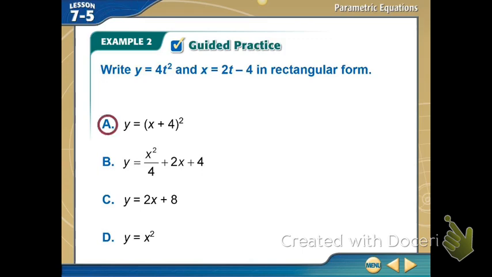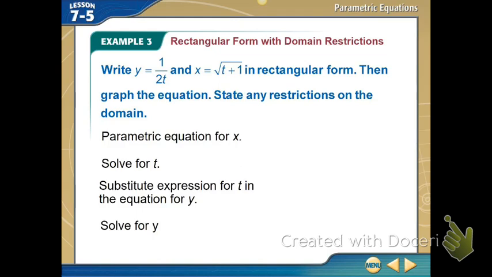So you should have found that the correct answer here is A. Y equals x plus 4 quantity squared. All right, next example. So here are your parametric equations. Y equals 1 over 2t and x equals the square root of t plus 1. And they're in parametric form, and we want to write them in rectangular form. And then we'll talk about restrictions on the domain.